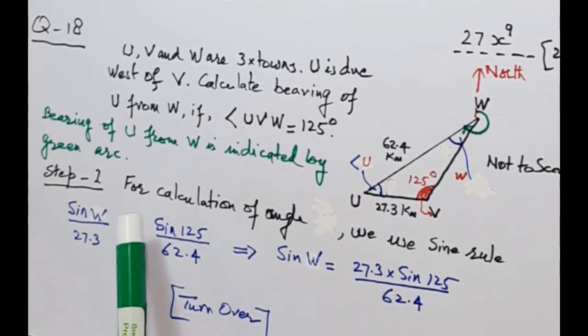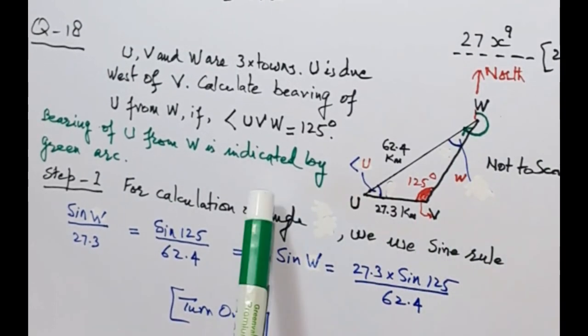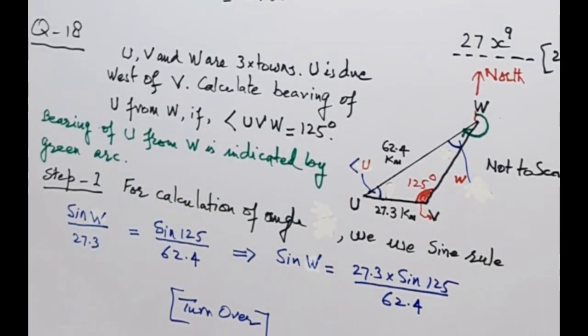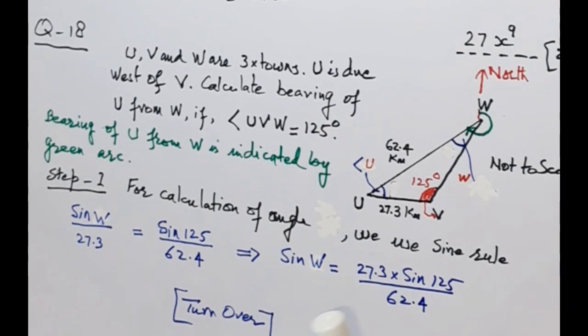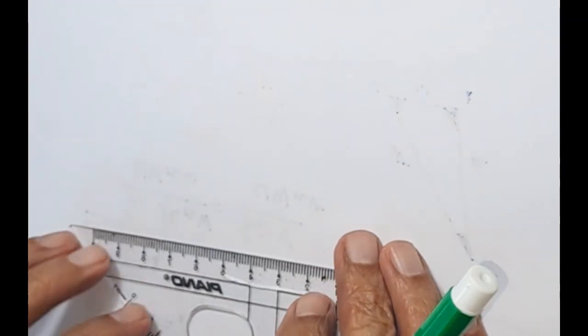You are required to calculate the bearing of U from W as indicated by the green arc. In order to do that, I am going to draw this diagram separately on this page and do some explanation of the diagram and how to go about solving the question.